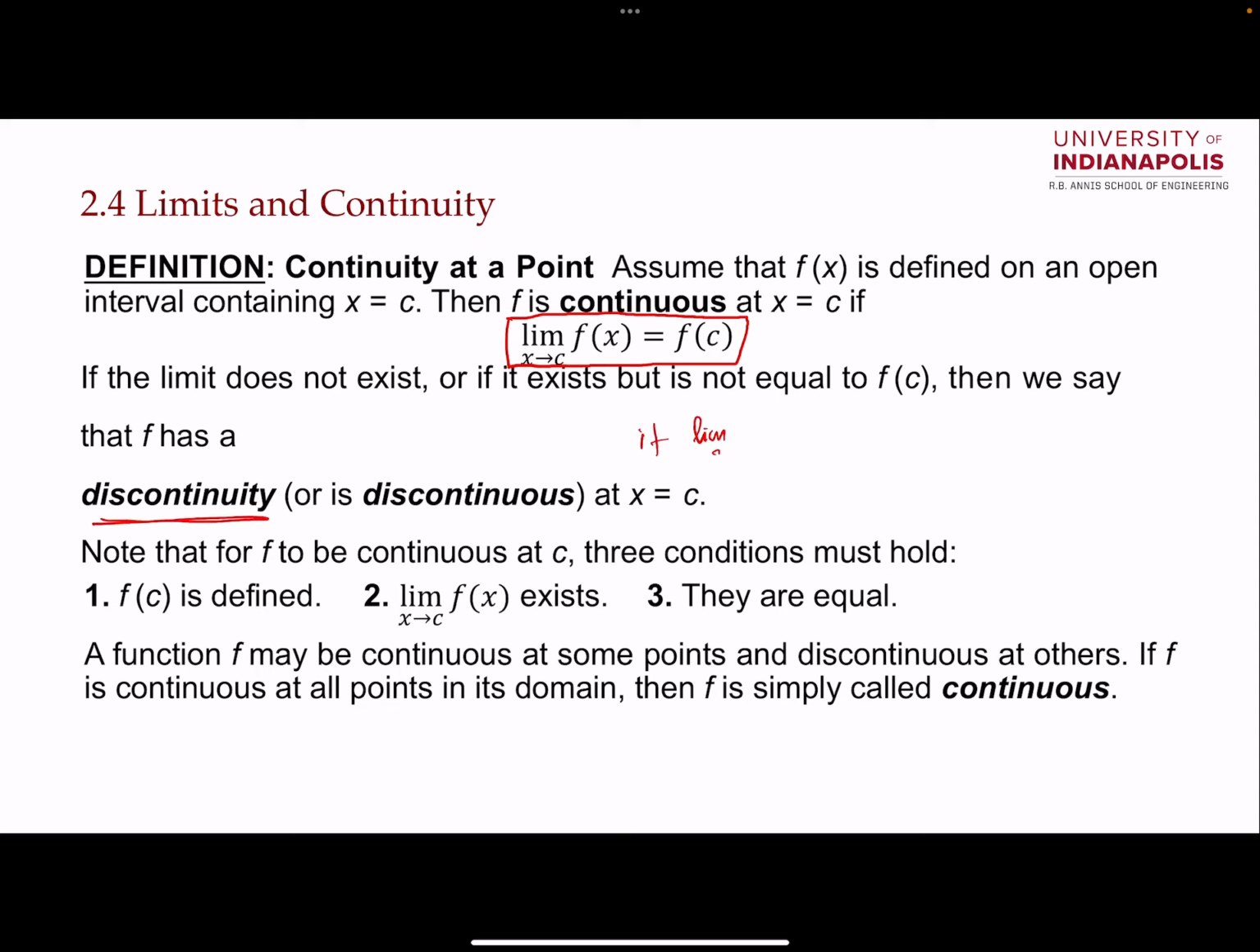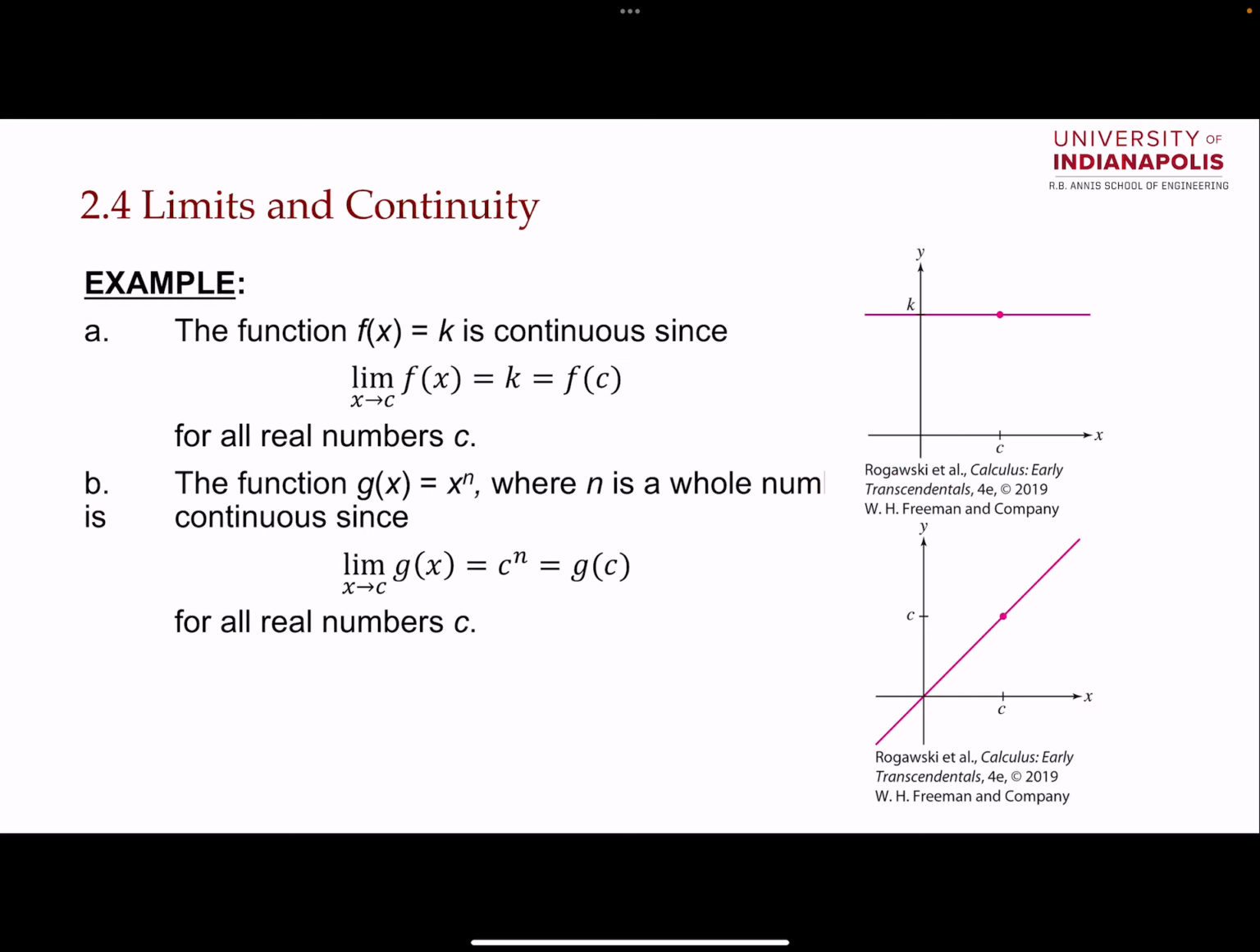If the limit as x goes to c of f(x) does not exist, or it's not equal to the function value. So f(c) should be defined, and the limit as x goes to c of f(x) should exist, and they should be equal for the function f to become continuous. Otherwise, the function f is discontinuous. Okay? Remember, the limit should exist, and the value of the limit should be equal to the value of the function at that point.